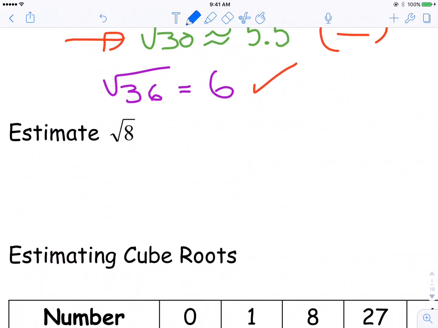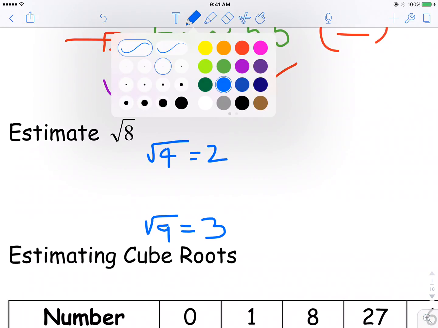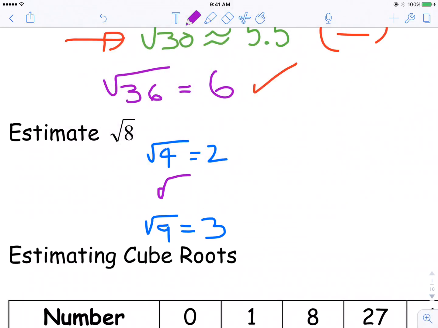So I could say, well, I know that the square root of 4 is equal to 2, and I know that the square root of 9 is equal to 3, and I'm looking for the square root of 8. Well, I know that's going to fall between 2 and 3 somewhere, so it's going to be approximately 2 point something. Well, 2 point what?